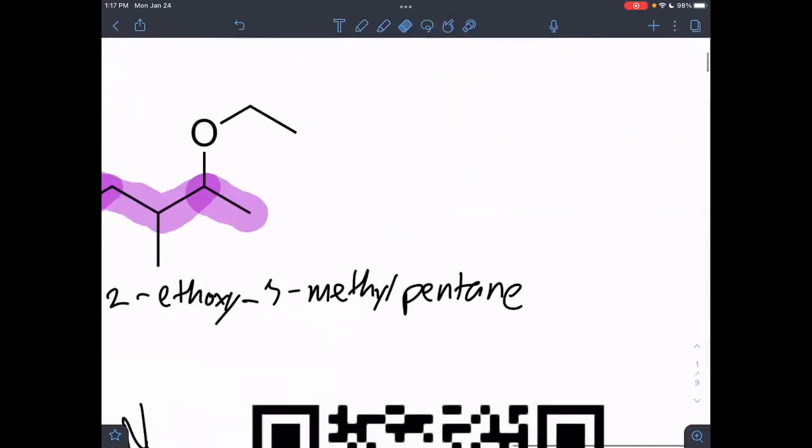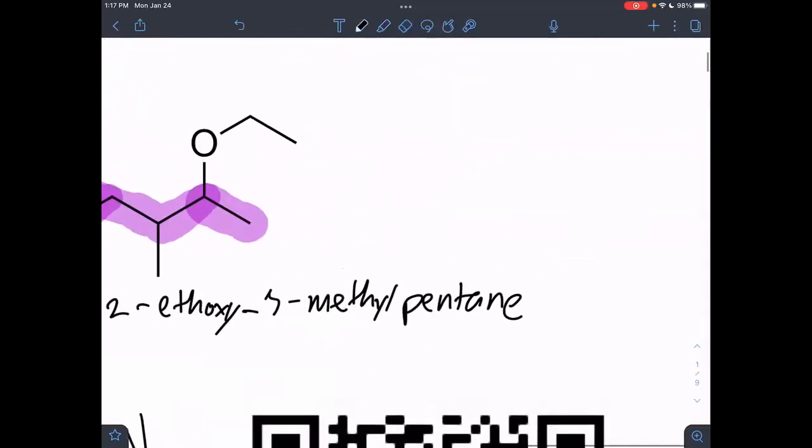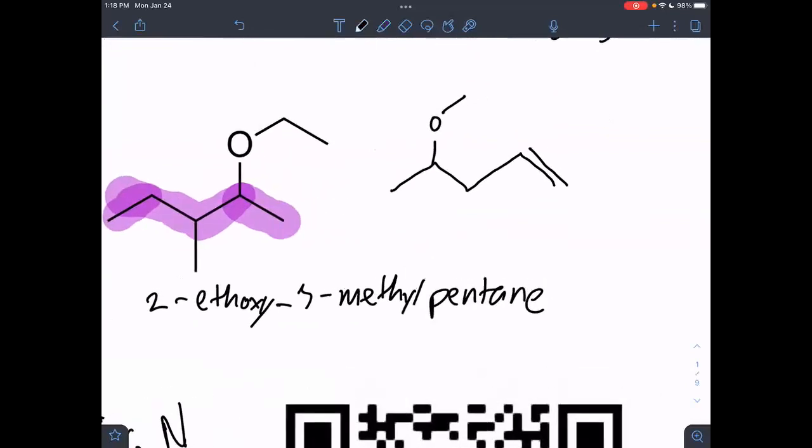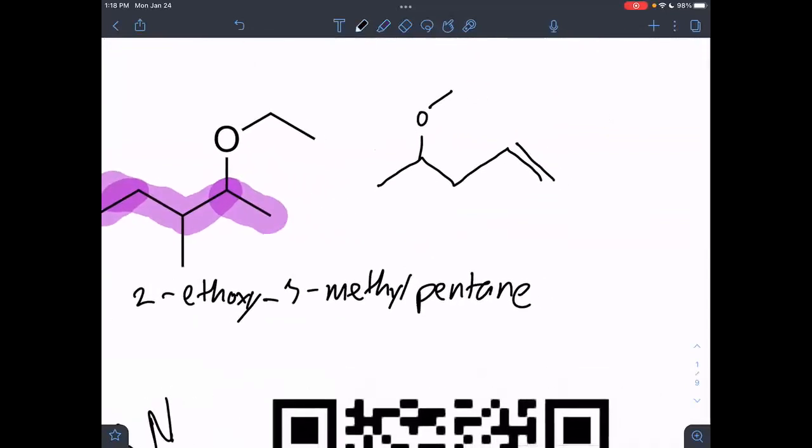Okay, but I'll give you a couple more. All right. What is the name of that lovely molecule going to be? We have an alkene, right, which is going to take priority over the ether.